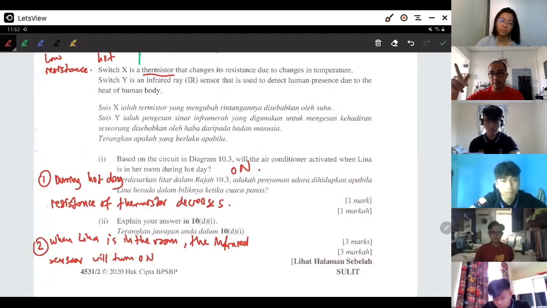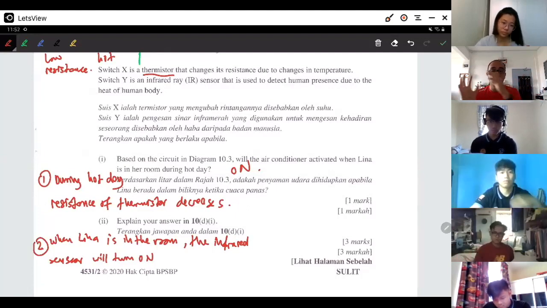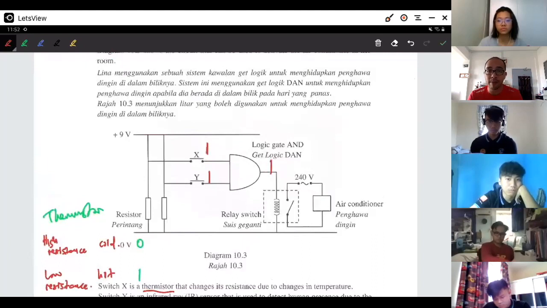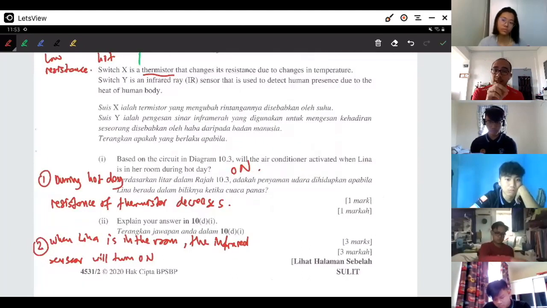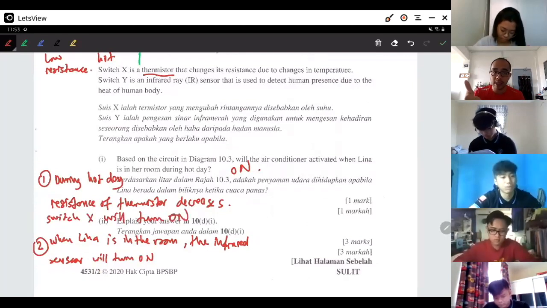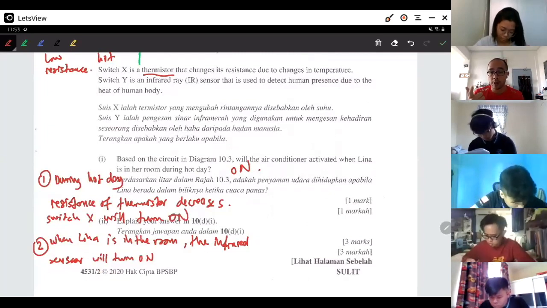Actually, you can totally skip. Notice that the second point, when Lina is in the room, the infrared sensor will turn on. That is the condition that causes the infrared sensor to turn on. We know that the thermistor must turn on. So that is what you haven't said yet. During the hot day, the resistance of the thermistor decreases, so switch X is on. So you must explain why switch X will turn on and then why the infrared sensor will turn on.